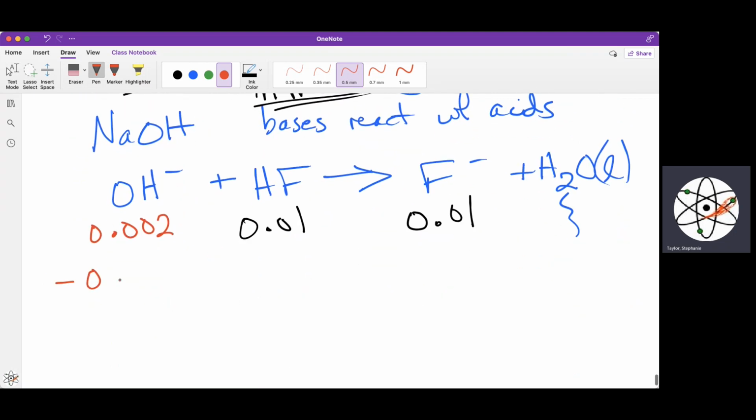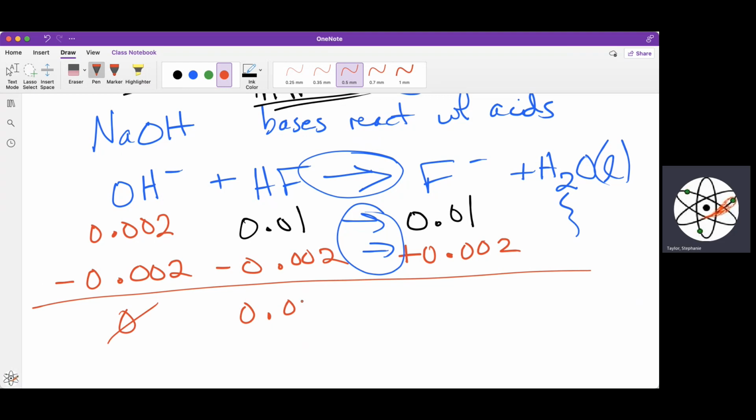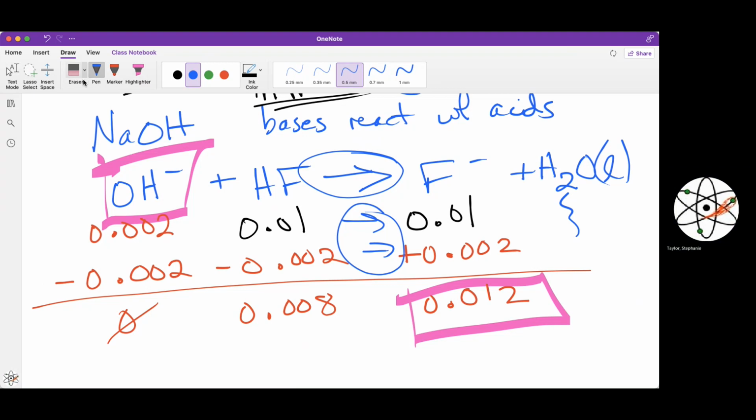Now that I have my reaction, I'm going to do my subtraction. I'm going to subtract the smallest number, just like in a titration problem. But we add on the other side because here's my arrow. So on the other side, I have addition instead of subtraction, just like equilibrium. And see what we get: 0, 0.008, 0.012. So when we think about this, I added a base, and when we were done, I actually now have more base than acid.